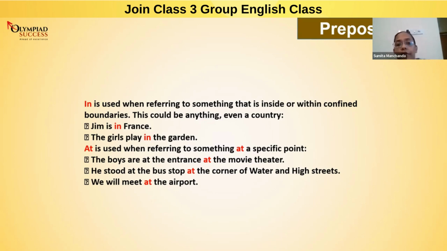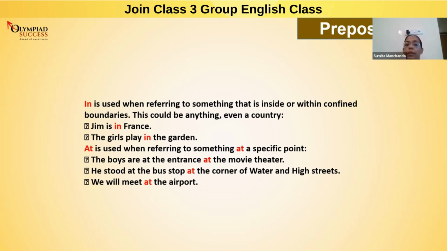At is used when referring to something at a specific point. Now see, the boys are at the entrance at the movie theater. I am specifically talking about the movie theater, that yes, they are at the movie theater, at the entrance. The entrance is the specific point where they are. The movie theater is again a particular place which I'm talking about.